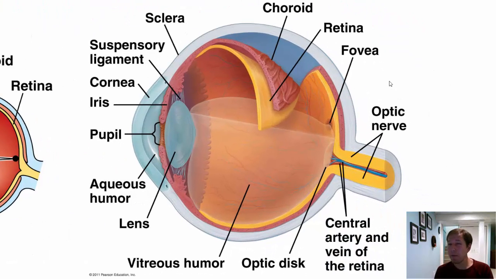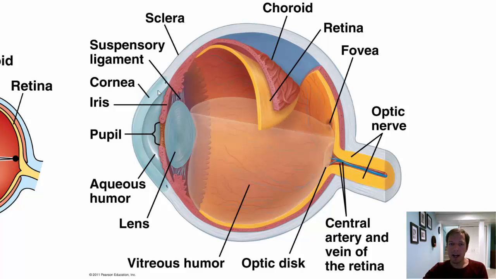As we look at the diagram, you do need to be able to identify each of these parts. I'll give you an opportunity to do that in a moment, but right now I want to review some of the functions as you're looking at these different parts. Starting from the outside of the eye, we have the cornea. The cornea is on the outermost part of the eye. It's transparent, so light will pass through it.